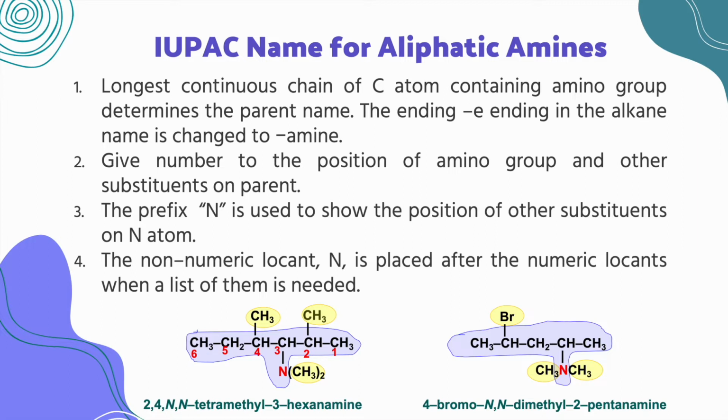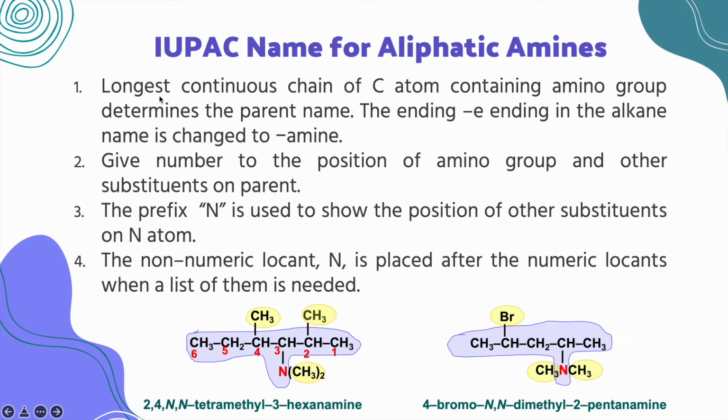If the substituent is attached to the nitrogen atom, we use N instead of a number. The non-numeric locant N is placed after numeric locants when a list of them is needed. For example, the compound 2,4,N,N-tetramethyl-3-hexanamine.